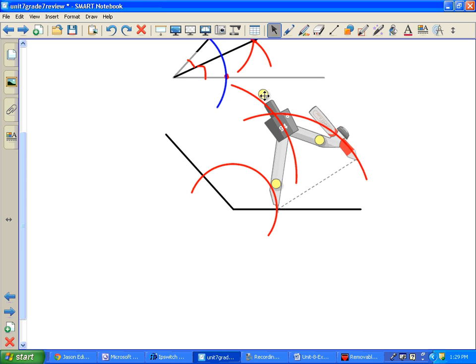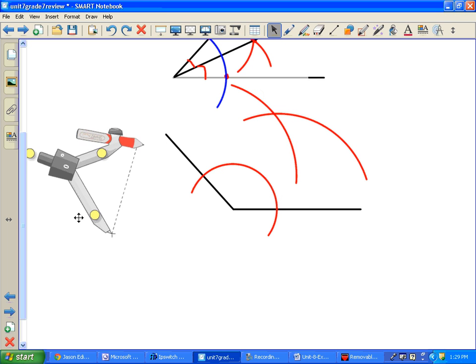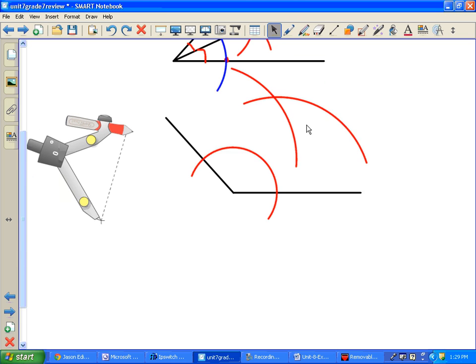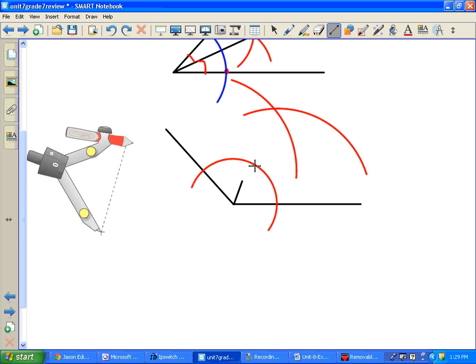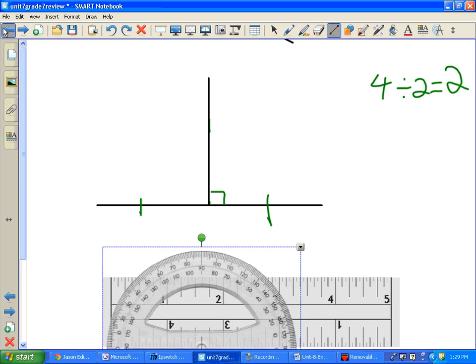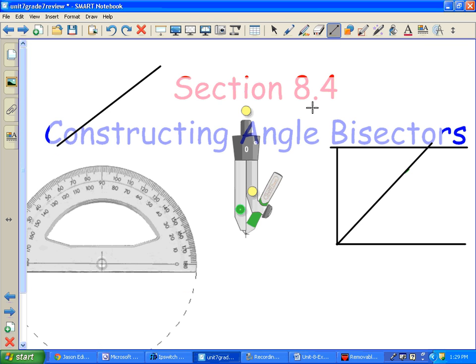Once that's done, I'll move it right out of the way, and right where it intersects right here, I'm going to draw my line going from the vertex straight through here, and now both of these angles here are exactly the same, and I've just made an angle bisector using a compass.